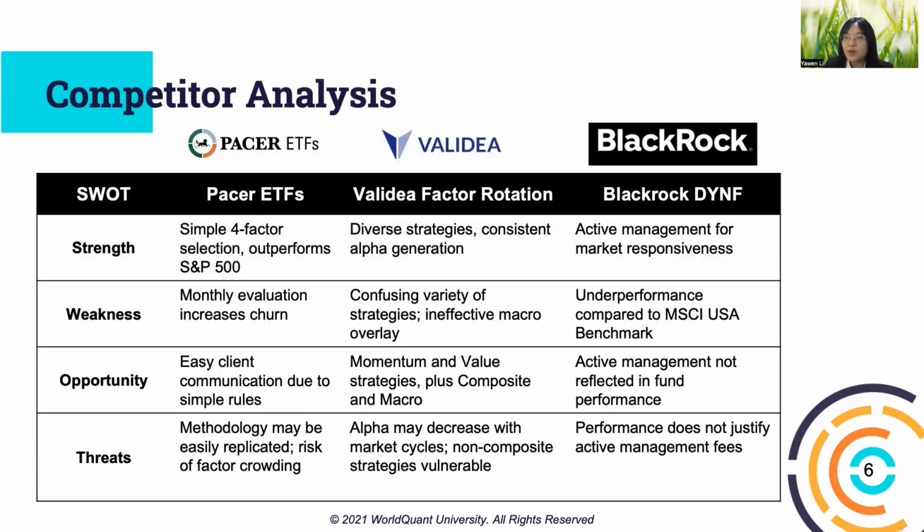While Pacer ETFs perform well, the simplicity of their method poses a risk of imitation and factor crowding. Volatility's complexity could confuse investors, and the poor performance of their macro strategy is very notable. BlackRock's active management has not translated into expected performance gains, questioning the value of higher fees. Crucially, none of these leverage machine learning. This is an opportunity for us to innovate with an AI-enhanced model, setting a new standard in factor investing strategy.